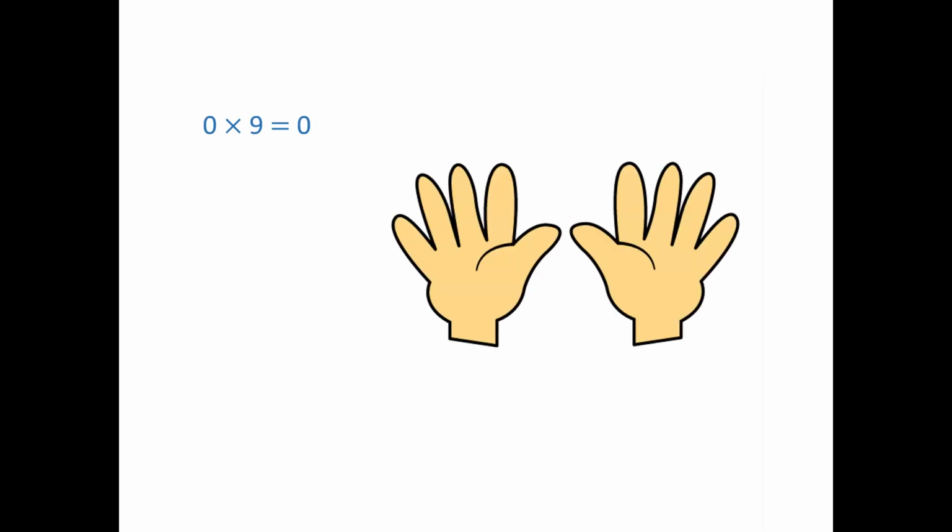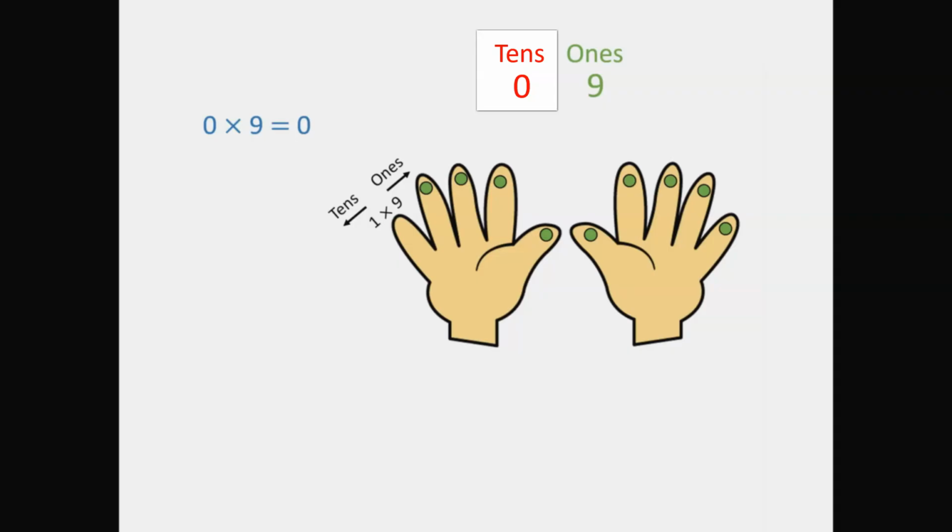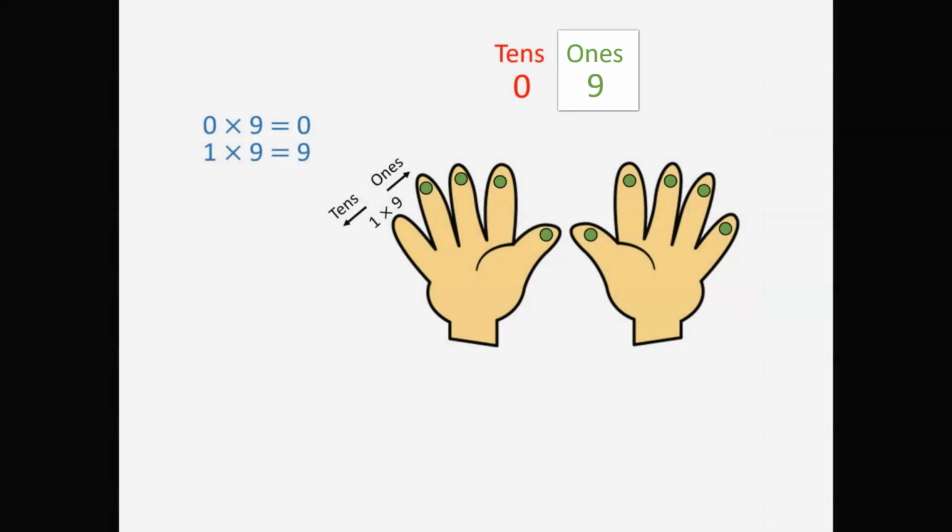Next, 1 times 9. Notice where I've placed that table fact. Fingers to the left of the calculation will represent tens, and those to the right will represent ones. 1 times 9, there are no tens, but there are 9 ones.